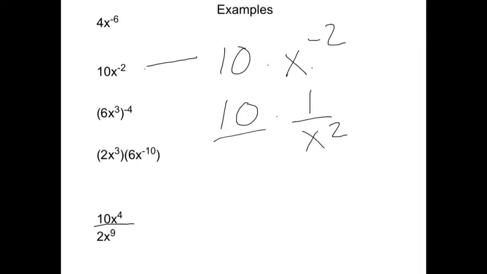When I look at 10x to the negative 2, it's the same as 10 times x to the negative 2, which is the same as 10 times 1 over x squared, which is the same as 10 over 1 times 1 over x squared, or 10 over x squared.